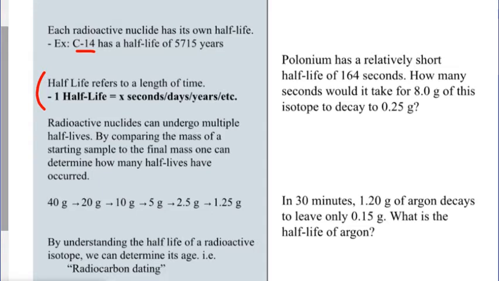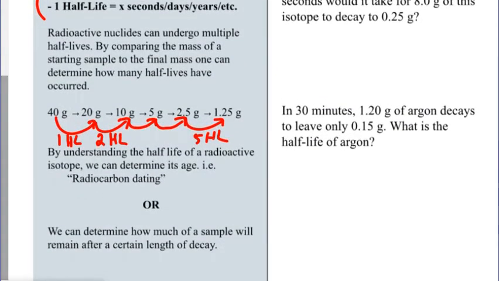So if I started with 40 grams of sample and I then end with 20 grams, that's 1 half-life. And then if 20 grams goes down to 10 grams, that's a second half-life, and so on, third half-life, fourth half-life, all the way down to 5 half-lives. So each half-life length of time is the same. If 1 half-life was a year, it would take 5 years to go from 40 grams down to 1.25 grams. Okay, so by understanding the half-life, we can use radiocarbon dating to figure out how old it is, or again, determine how much of a sample will remain after a certain length of decay.